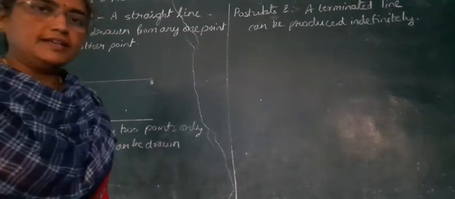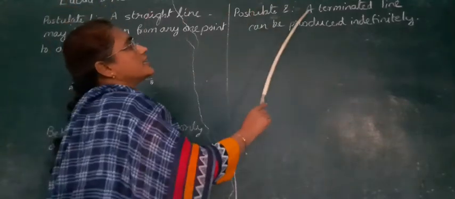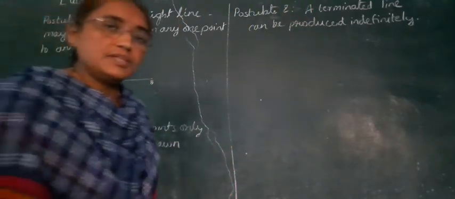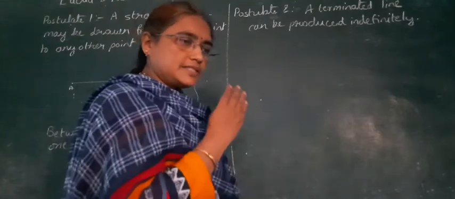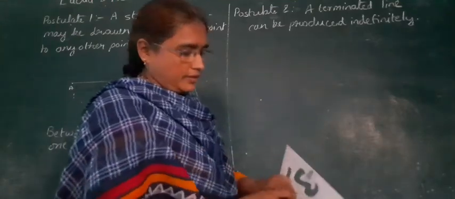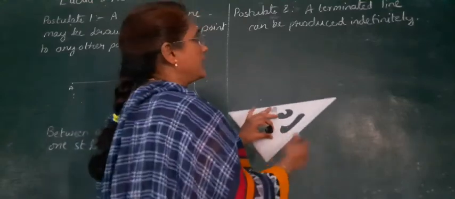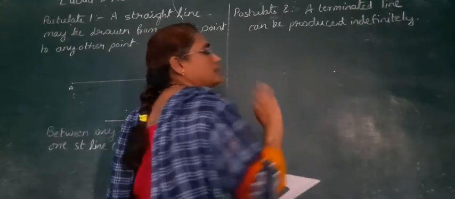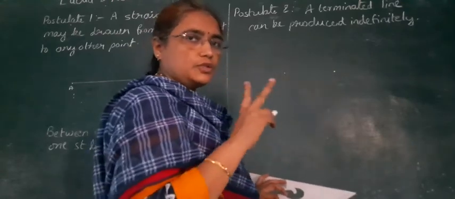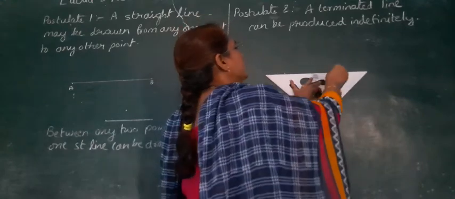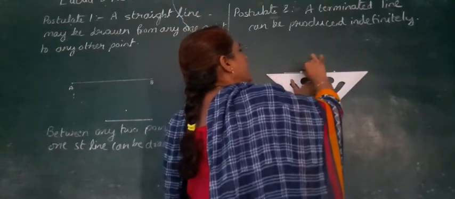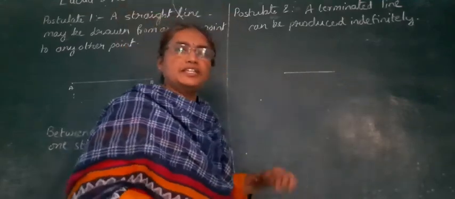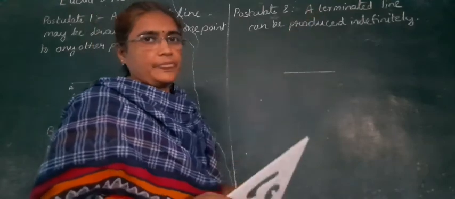Now we will move to the second postulate. The second postulate is: a terminated line can be produced indefinitely. Terminated lines. What is the meaning of terminated? Terminated means which ends at two points. So a terminated line means a line that ends in 2 points. This is what we call in geometry a line segment. So a line segment is defined by Euclid as a terminated line.